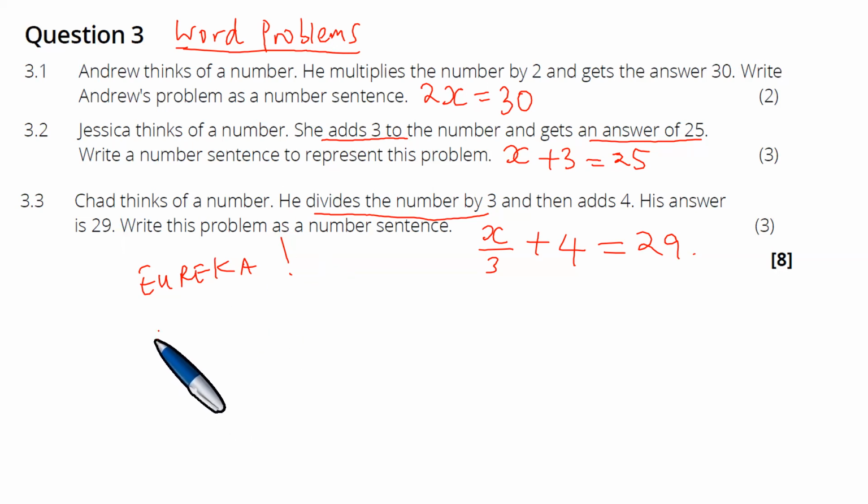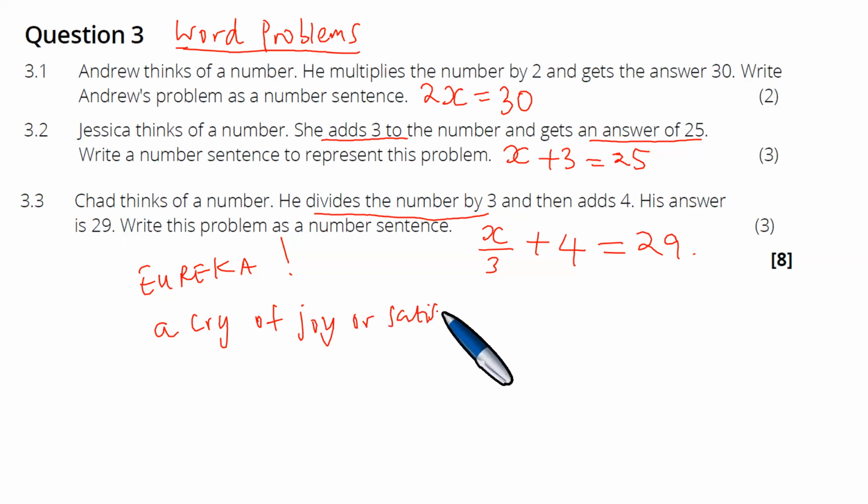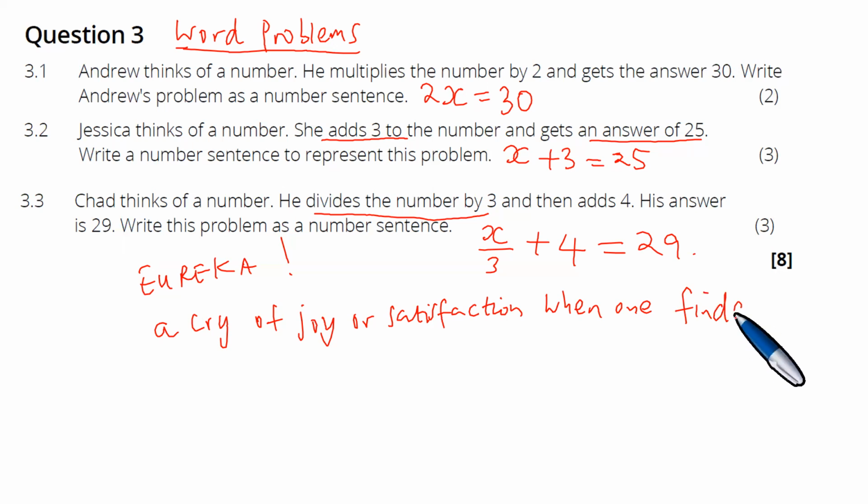Right, so Eureka is actually a cry of excessive joy or satisfaction, a cry of joy or satisfaction when one finds or discovers something.